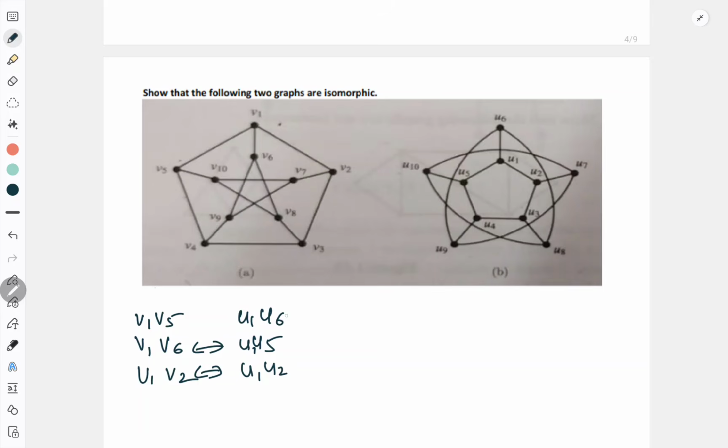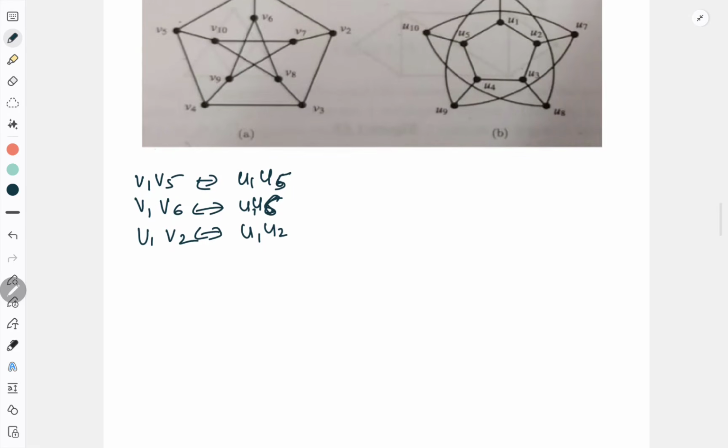Correct? So I can map it like this. And it is easy to have the same numbers, so I'll prefer to change this 5 and 6. The way in the last question everything was the same, A to A dash, B to B dash, C to C dash, the same way here it will work. V1 to U1, V2 to U2 like that, and this is also isomorphic. So you just have to represent it, just have to write it.